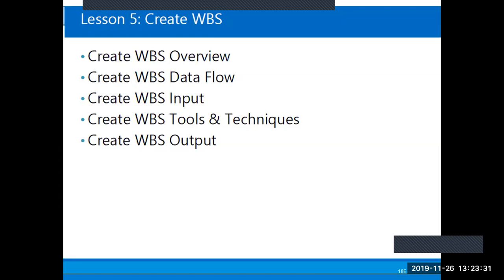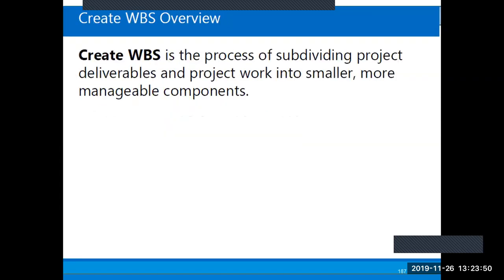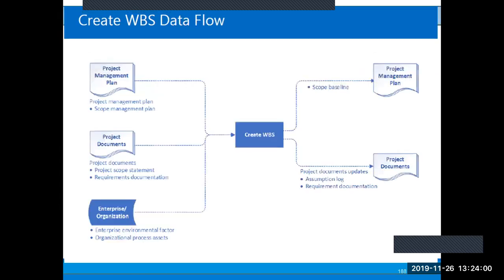Create work breakdown structure. This is the fourth process. First process was plan scope management. Second process, collect requirements. Third process, define scope. Fourth process now, create work breakdown structure. And it is the process of subdividing the project deliverables and project work into smaller, more manageable components. The technique that you use there is what? We saw something, decomposition. Good.